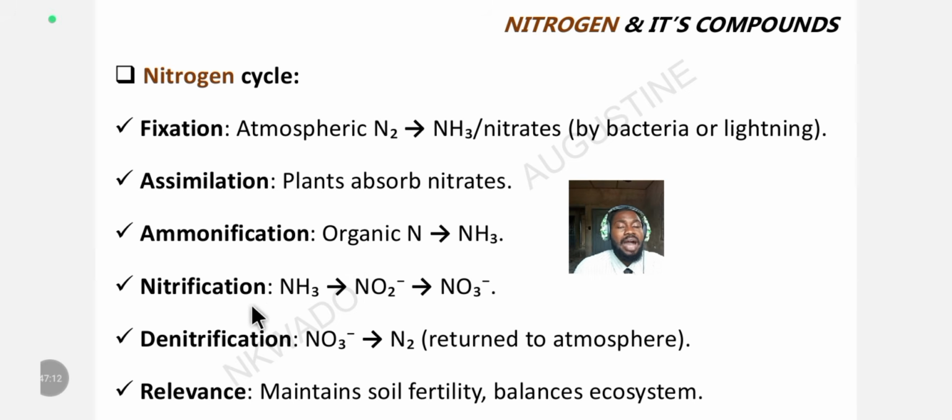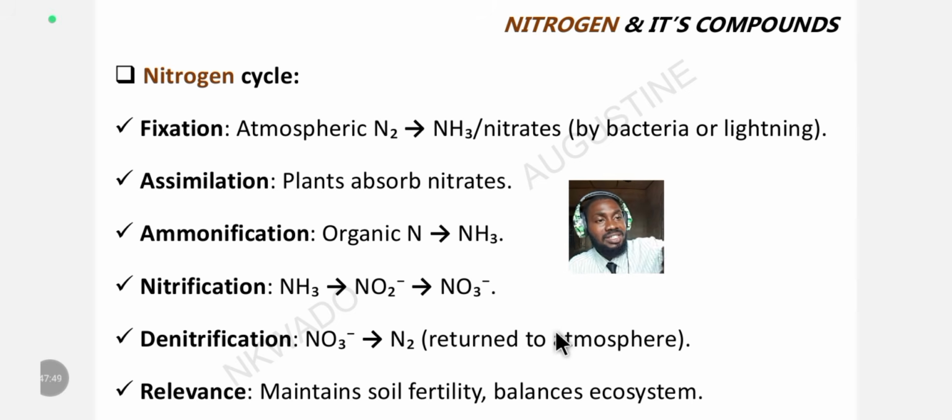After the ammonification, what happens? Nitrification. And what is nitrification? The ammonia that is formed during ammonification is converted to nitrite ion, and then converted further to nitrate ion. This takes us to the final stage of the nitrogen cycle, which is denitrification, whereby this nitrate ion is converted to nitrogen back again, and it returns to the atmosphere.